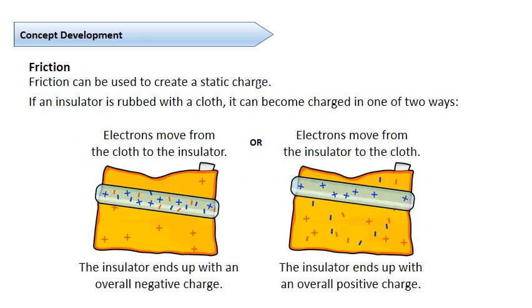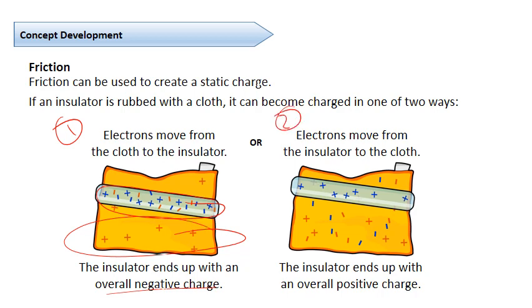Just an example that shows how friction can be used to create a static charge. If an insulator, which is our plastic rod here, is rubbed with a cloth, it can be charged in one of two ways. In the first example, electrons move from the cloth to the insulator, and you can see here that the cloth has fewer negative charges, and as a result the insulator ends up with an overall negative charge because it now has more electrons than protons.